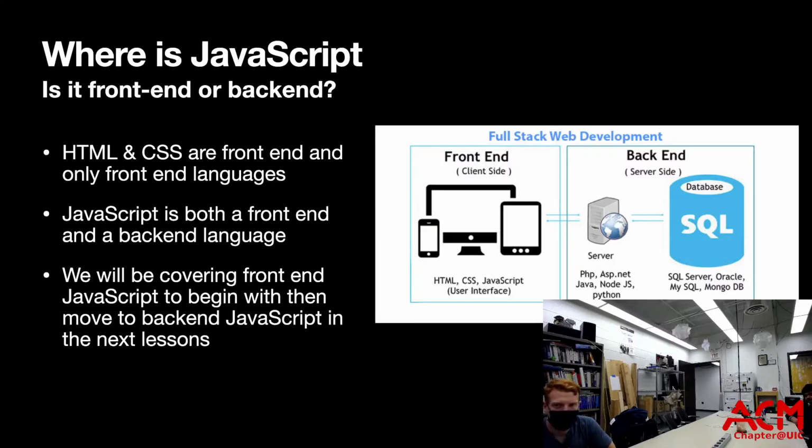As we were just talking about, it is both a front and back end language. In the beginning, we're going to be covering front-end JavaScript, and in next meetings, we'll be covering back-end JavaScript. Now, as you can see in this little picture I have here, the server is the back end. You have PHP, ASP.NET, Java, Node.js, Python. Those are some common ones, but anything that can handle network requests can be a back-end server. So keep that in mind.